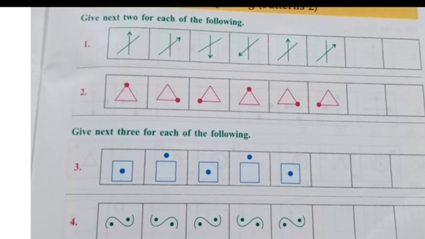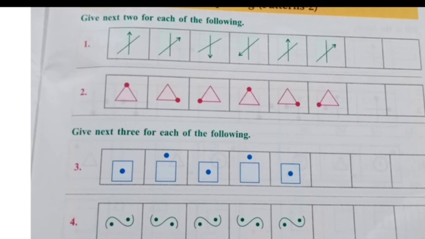That is why in the blank square we have to draw the figure which is shown in the first square. Then in the last blank square we have to draw the figure which is shown in the second square. Got it, students? Next, give next 3 for each of the following.